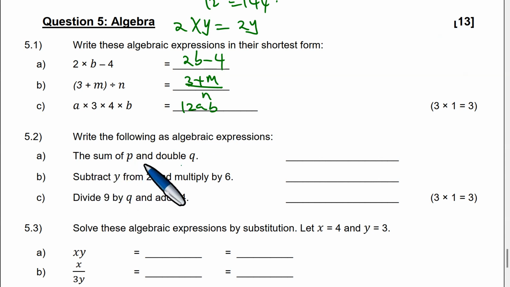Write the following as algebraic expressions. The sum of P and double Q. What's the answer? So P plus Q. Please come again. P plus Q. The sum of P and double Q. How do you write it? It's an algebraic expression. So P plus Q.